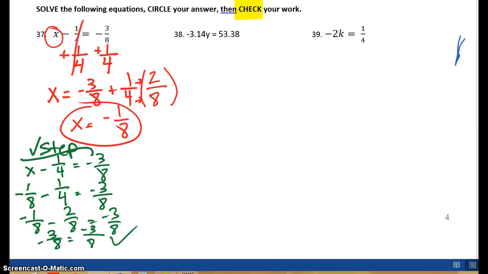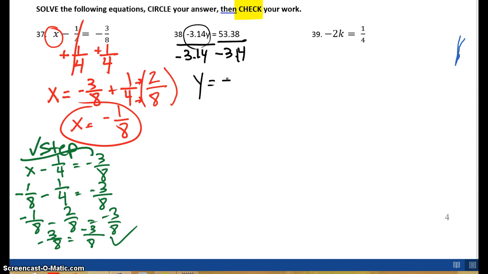Now 38 is negative 3.14y equals 53.38. Now this right here is multiplication. So what I want to do to undo multiplication, the inverse, is going to be division. So I'm going to divide both sides by the number connected to my variable, which in this case is negative 3.14. Now if I look at the number on my right of that equal sign, it's 53.38. That is a positive number, and I'm dividing it by a negative number. So whatever y equals, it should be something negative.